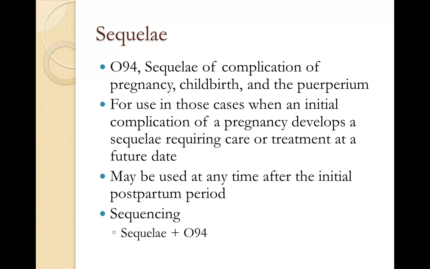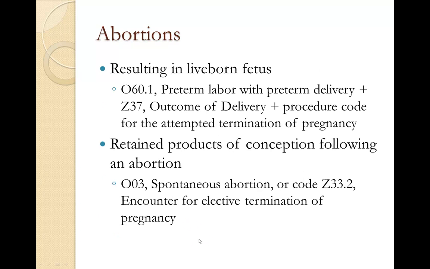Sequela, so again, this is kind of our new terminology for late effects. We have O94. If a patient develops something that stays as sequela after that, then we're going to use that O94. Now this is kind of an exception to that sequencing rule. Notice that your sequela is coded first and then your O94. But again, this is going to be occurring a fairly significant period after the patient delivers. So this really is what the patient's coming in for. Think of this O94 as that late effect code.